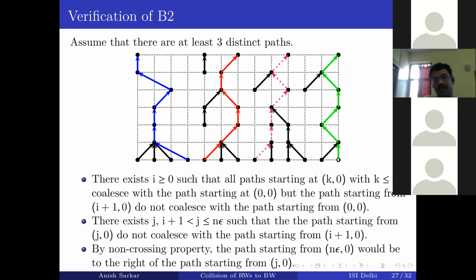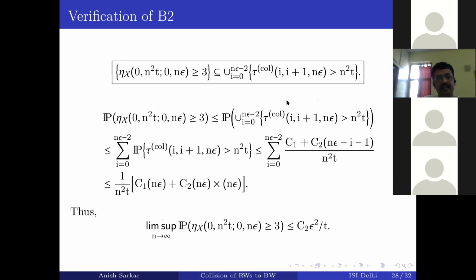So that means I get this green path, which would be the right. This might have coalesced with this one. But if there are 3 distinct paths, I will get an i such that the path from i, 0 does not meet the path from i plus 1, 0, and the path from n epsilon, 0 also does not meet any. So this is essentially the last slide.